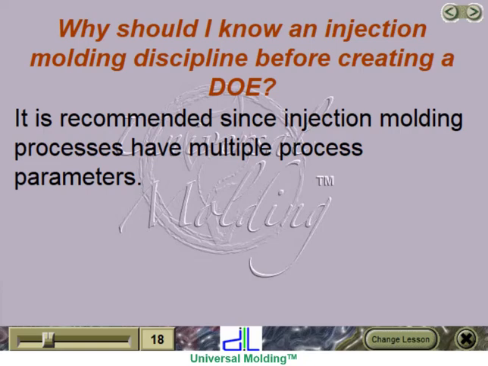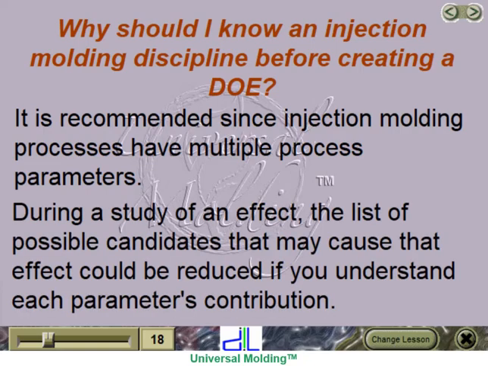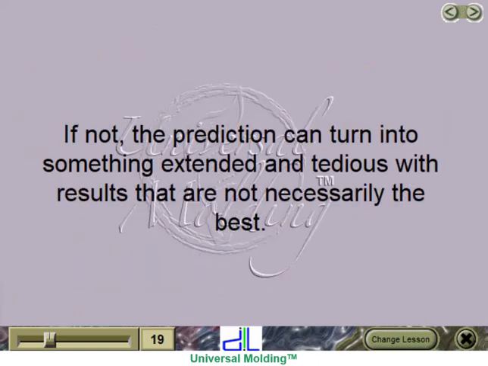It is recommended since injection molding processes have multiple process parameters. During a study of an effect, the list of possible candidates that may cause that effect could be reduced, if you understand each parameter's contribution. If not, the prediction can turn into something extended and tedious, with results that are not necessarily the best.